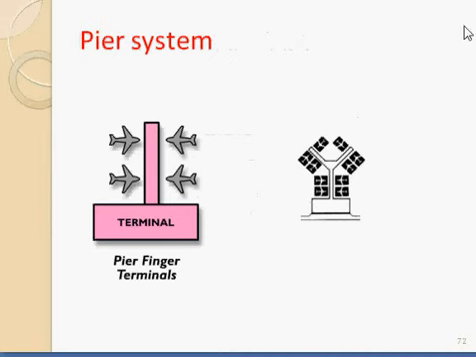Next is the pier system, pier or finger system. It means you have a terminal building like this, and from there you have projections like this, and adjacent to those you have gate positions provided like this. It can be in any shape, like Y or T. So that is the pier system.